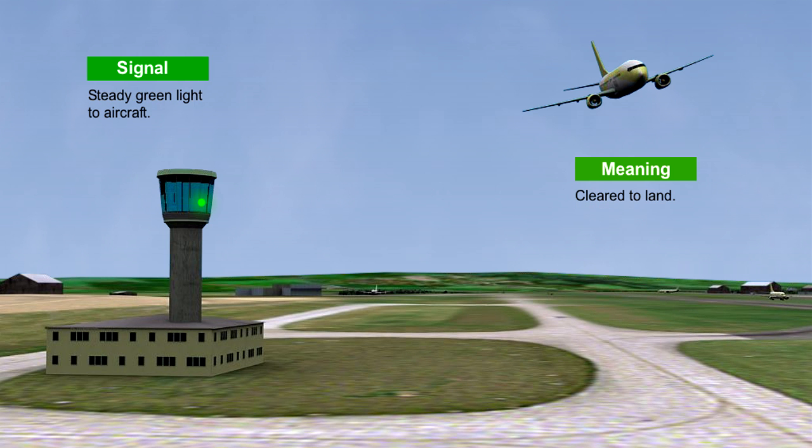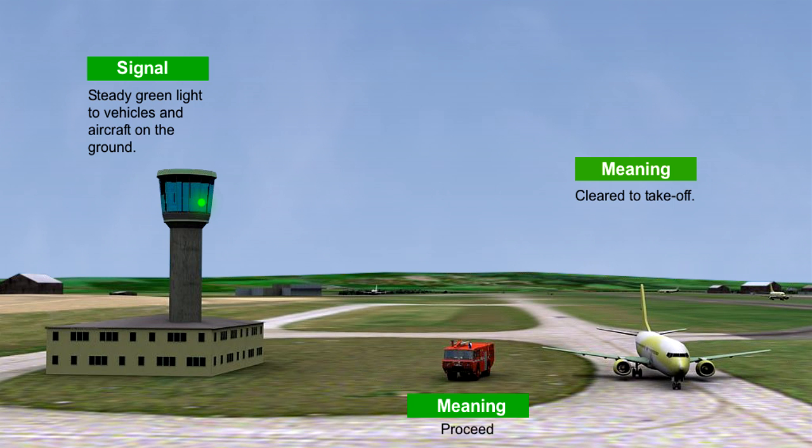A steady green light from air traffic control to an aircraft in flight means that the pilot is cleared to land. A steady green light from air traffic control to an aircraft or vehicle on the ground means that the aircraft is cleared to take off or the vehicle is cleared to proceed.